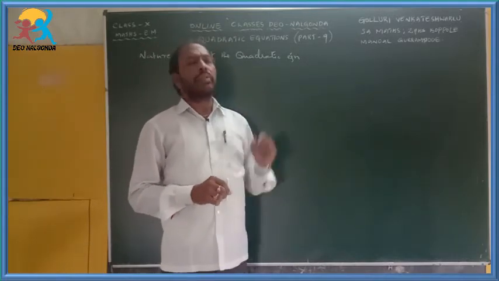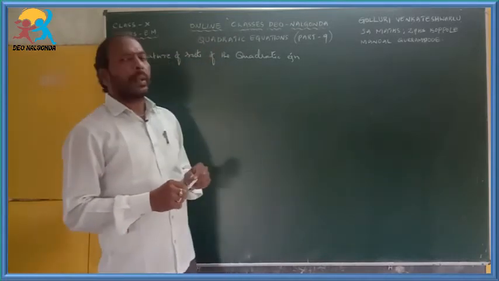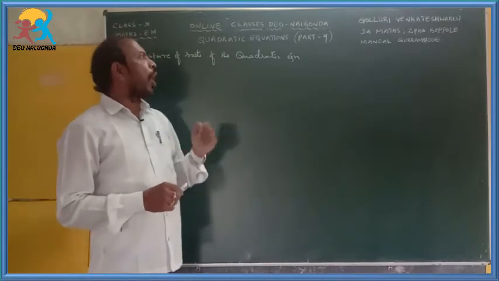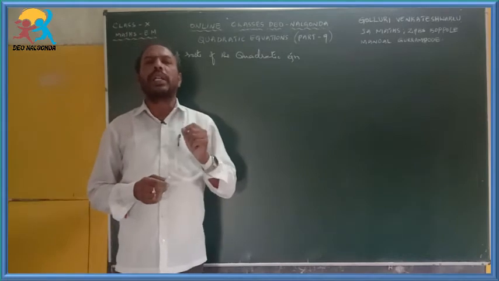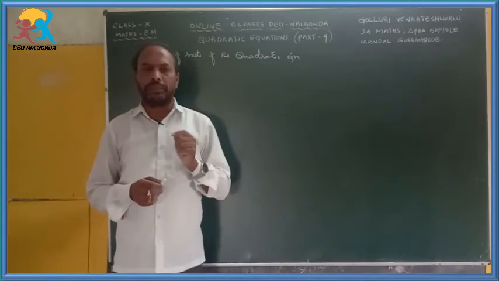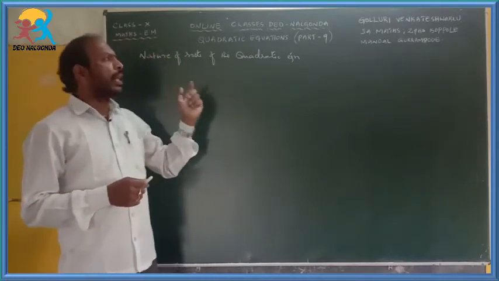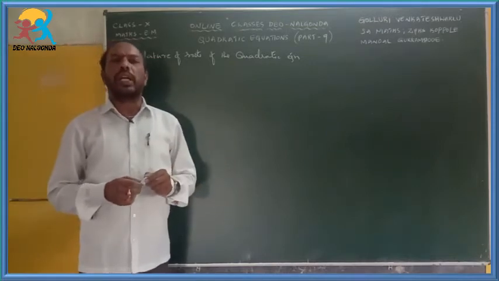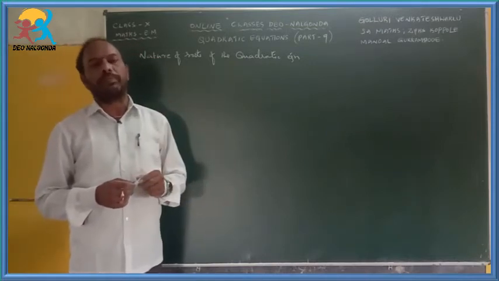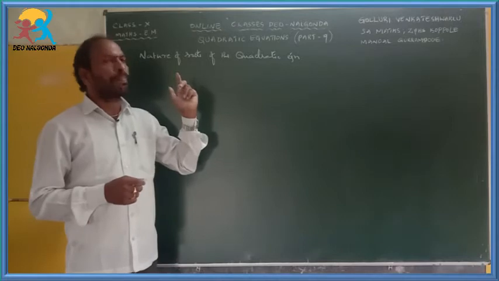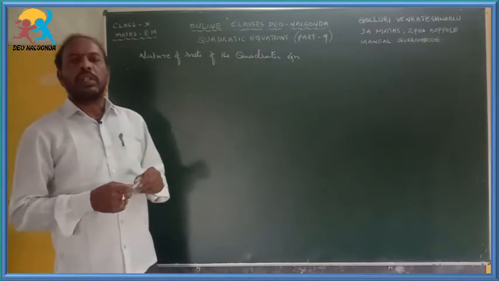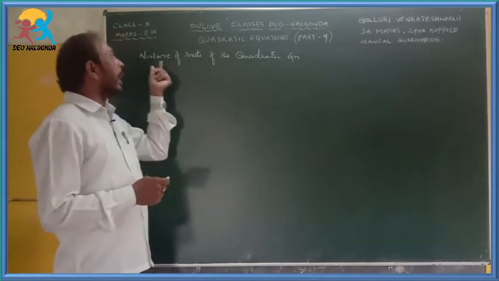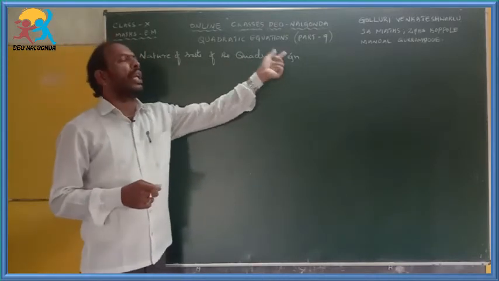In the previous videos, we already learned how to find the roots of a quadratic equation using the completing square method. We learned how to find the roots using the completing square method in part 5, and completed it in part 6. Now, how to find the nature of roots of the quadratic equation.